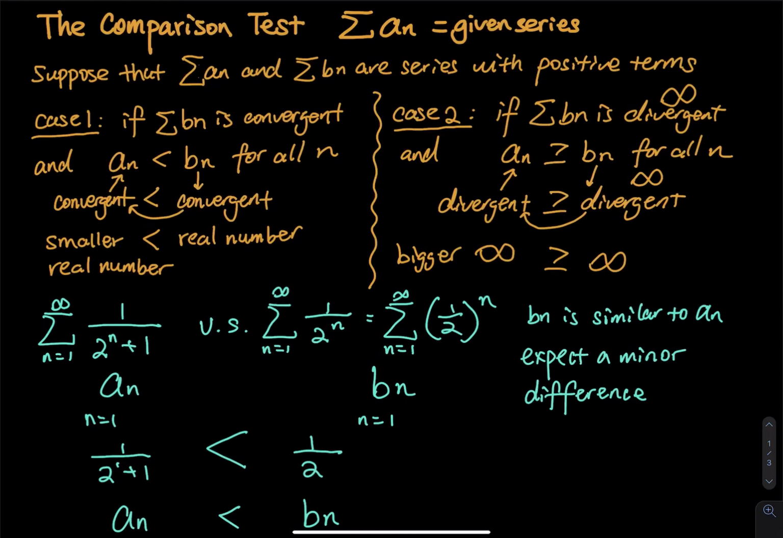I will introduce the basic concept of the comparison test. So in the comparison test, the given series is AN. When you solve a problem, the problem gives you a series, right? That series, we call that an AN. To make a comparison, I need another series BN.